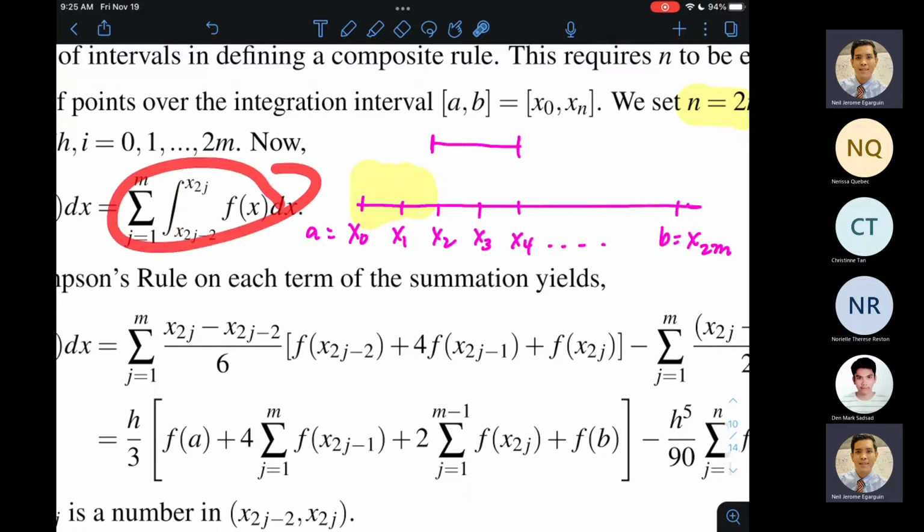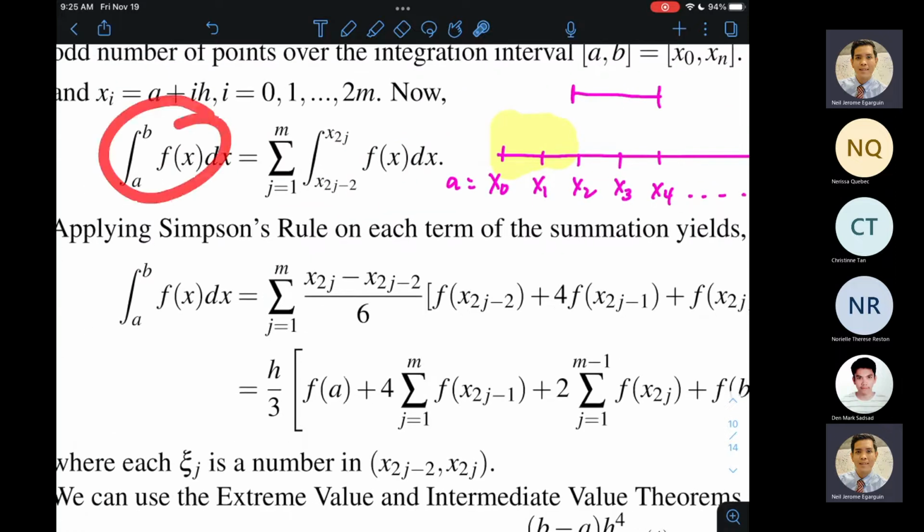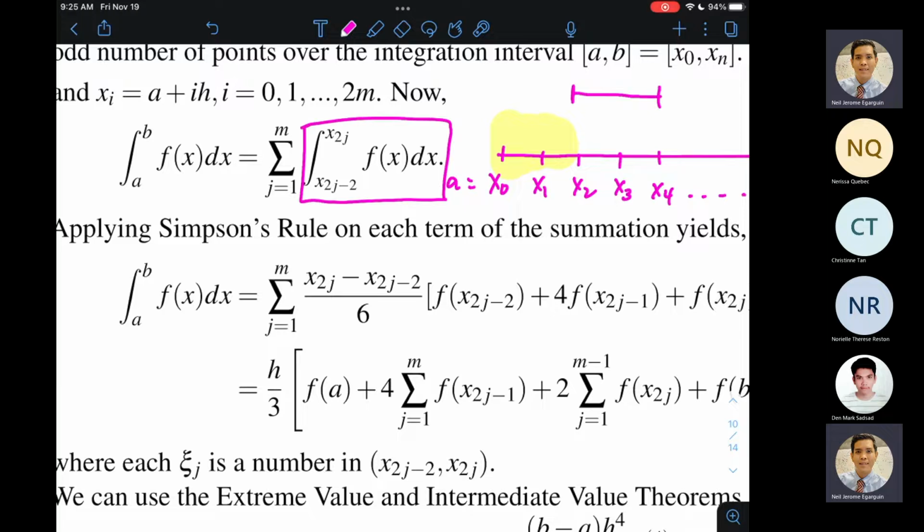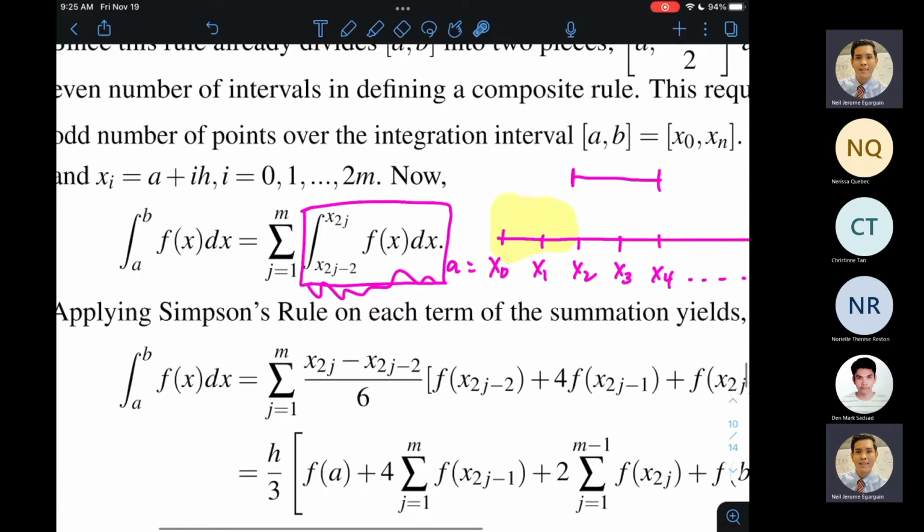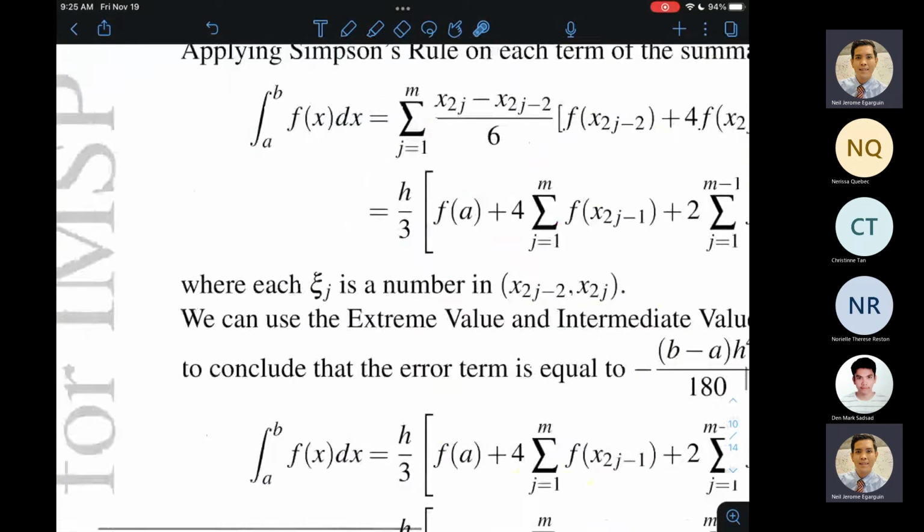So the sum of these subintervals will give us the value of the overall integral. And then again, the idea here is I will apply the Simpson's rule para sa bawat isang integral na to. Okay? Now again, Simpson's rule requires us to get b minus a all over 3, the length of the interval on which we are performing the Simpson's rule, divided by 3. Divided by 6. Tama ba? Yeah, divided by 6.